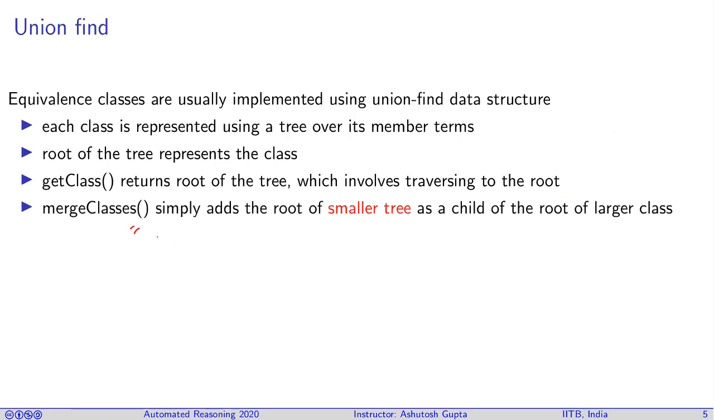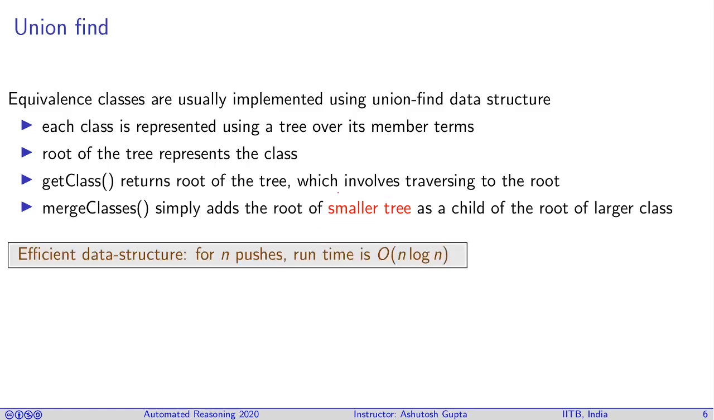Merge classes: if you express equality between two terms, you pick up their corresponding classes and try to merge them. What we do is simply add the root of the smaller tree as a child of the root of the larger tree, so you take two trees and make one tree. The important bit is that the root of the smaller tree becomes a child of the root of the bigger tree. It is considered a very efficient data structure, and after n equality pushes, on average you will have a performance of n log n.